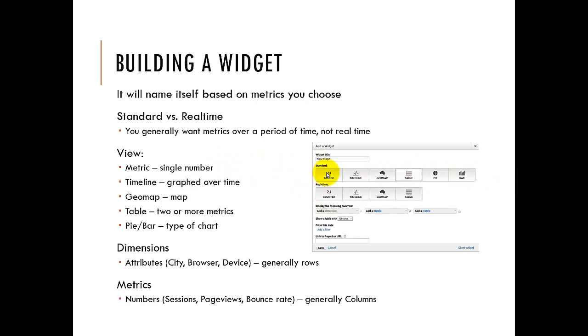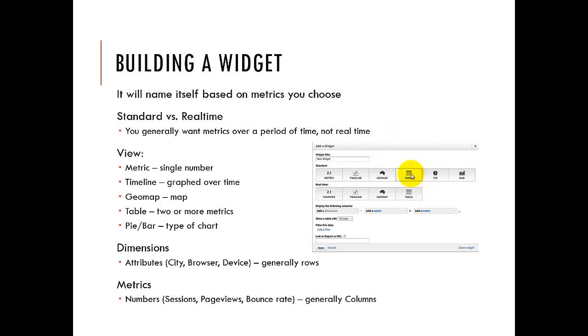Metric is a single number, so you're just going to get a single number if you choose a metric. A timeline is a set of single numbers graphed out over time, typically in a line graph. A geomap is a map of the end users and where they come from, and as parts of the map darken, that means you have more individuals in that spot looking at your site.